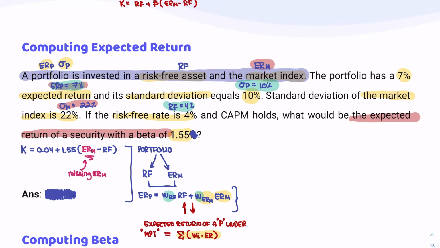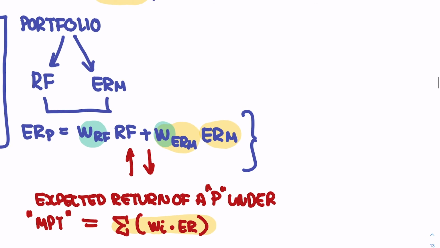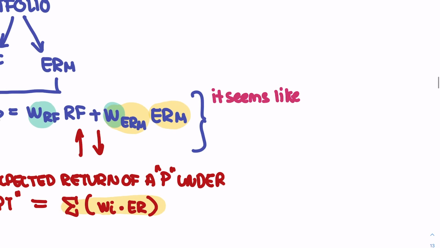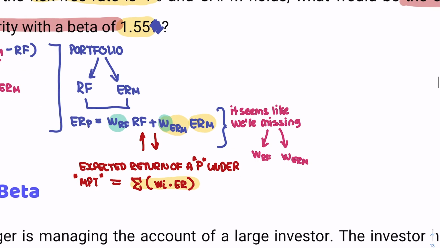So with that being said, and I'll write it in pink or purple, whatever, it seems like we're missing two pieces, okay? And that's the weight of our RF, how much of our wealth is placed into the risk-free rate, and what proportion of our wealth is placed into the ERM, the market portfolio, okay?